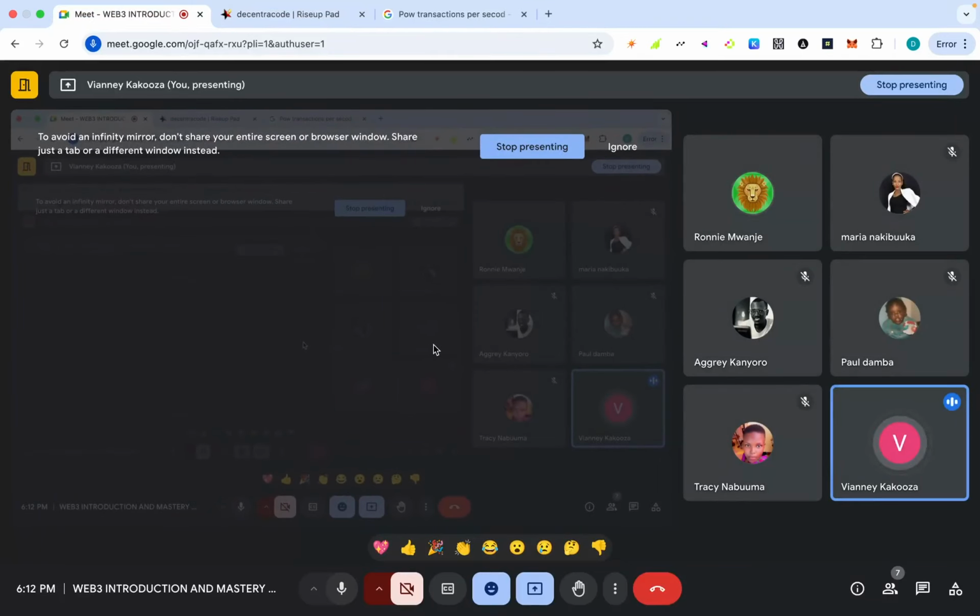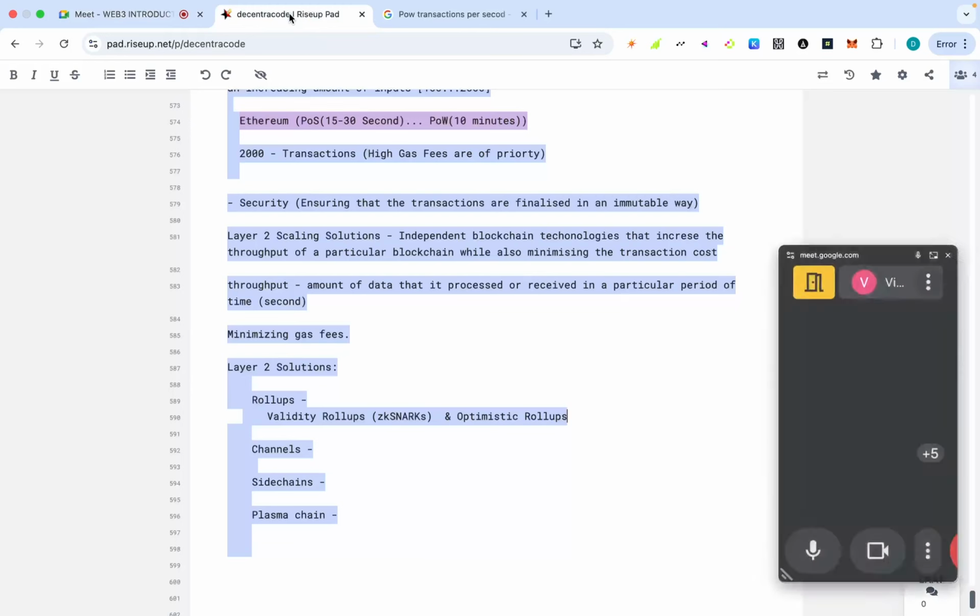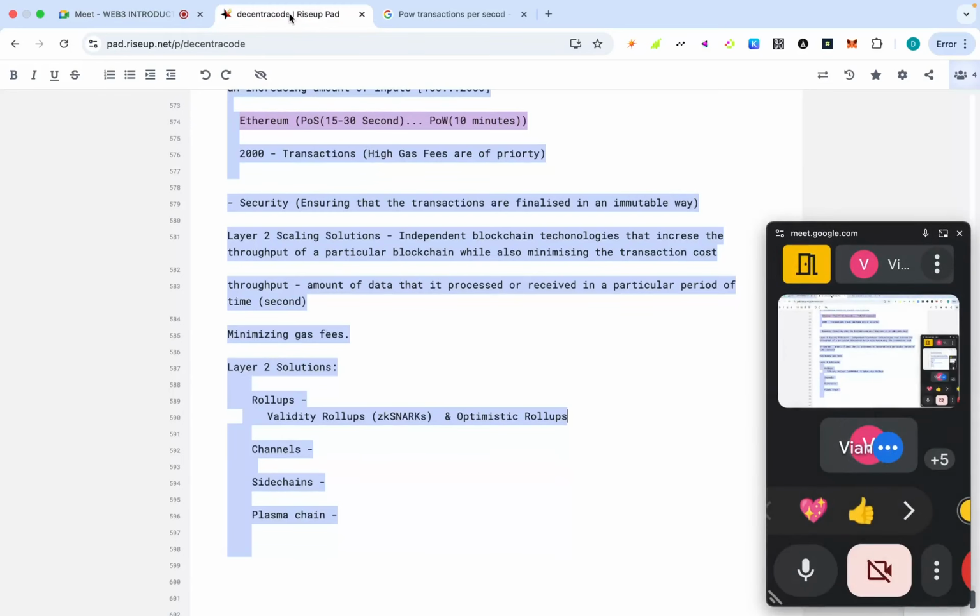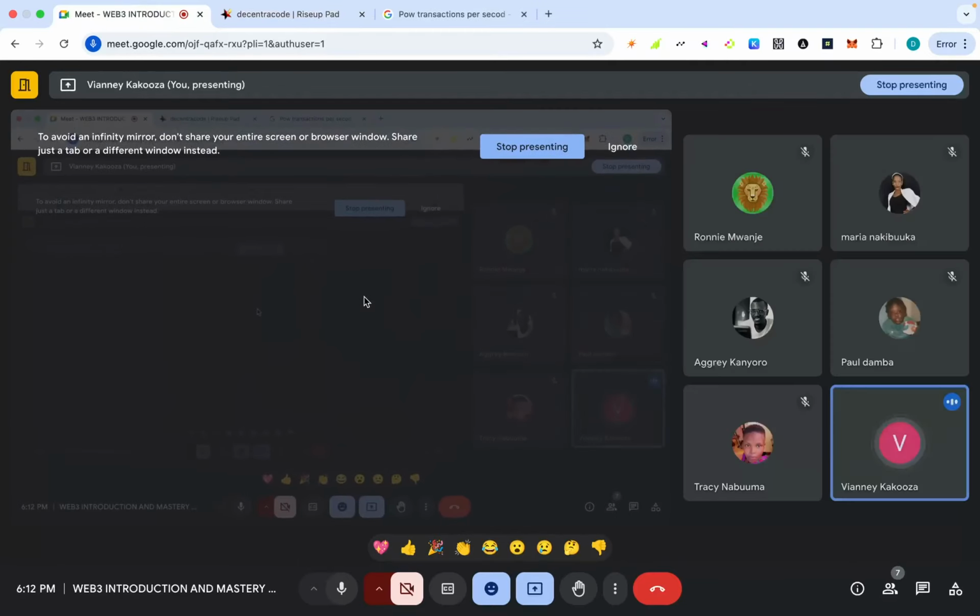Any example of an optimistic roll-up? I think Base, Lisk. Yes, Base and Lisk are optimistic roll-ups. Maybe a validity roll-up. Someone give me an example of a validity roll-up, if you know any, before we understand how they operate and how they scale Ethereum and maybe any other layer 1 blockchain.